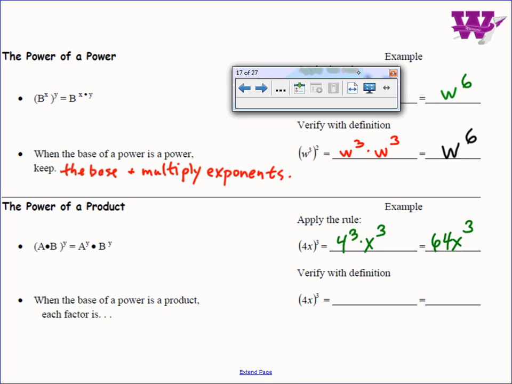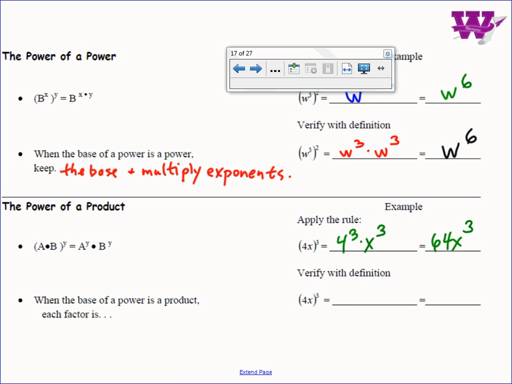We can verify that with the definition. I know that 4x cubed means take the base, whatever it is, in this case 4x, and multiply by itself 3 times. So 4x times 4x times 4x. How many 4's are multiplied together in a row? 3. How many x's are multiplied together in a row? 3. So 4 cubed times x cubed equals 64x cubed. We can summarize this with words as follows. When the base of a power is a product, each factor is raised to the exponent.